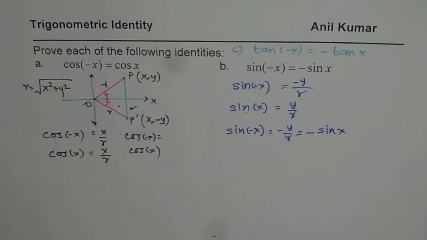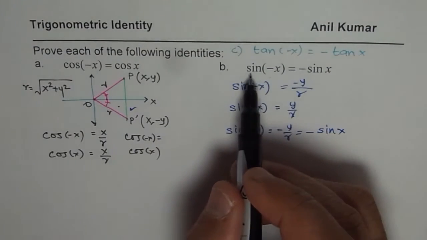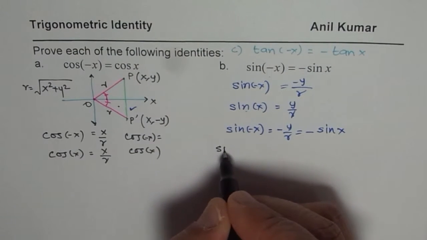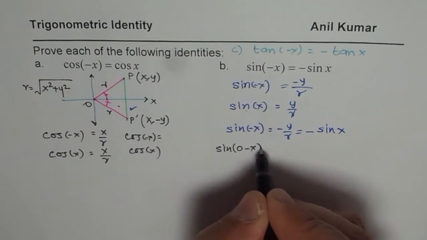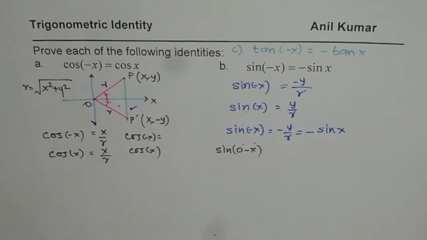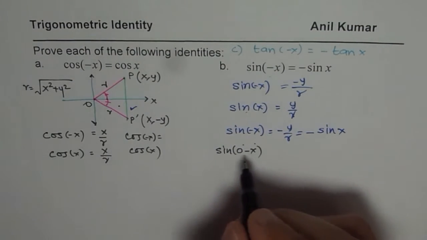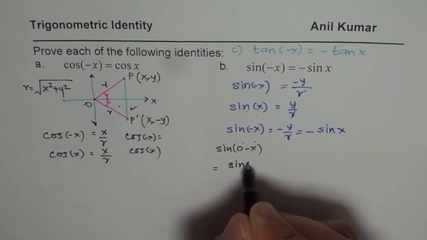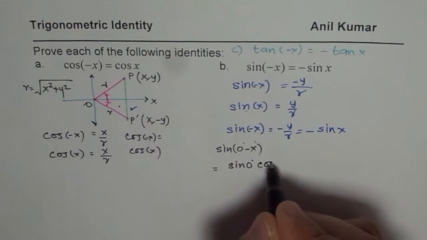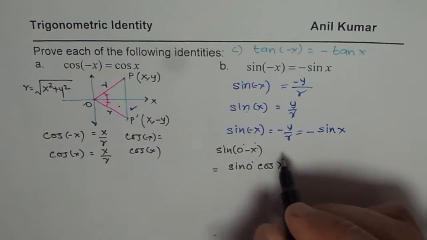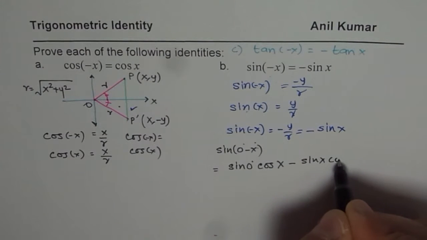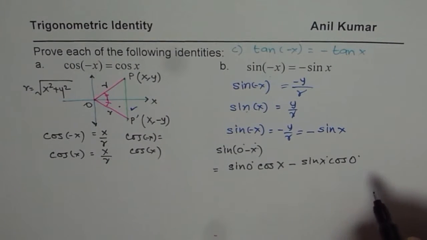You have also studied compound angle formulas, right? So we can use compound angle formulas to prove this also. Consider sine of 0 minus x, for example, both in degrees. If you expand it, what do you get? You get sine 0 cos x minus cos 0 sine x.